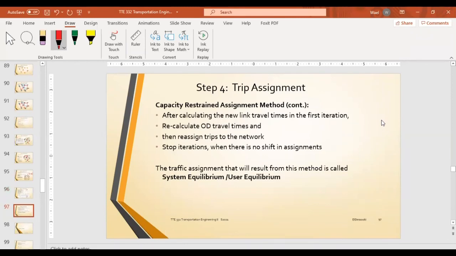Okay. Capacity restrained assignment method. After calculating the new link travel time in the first iteration, recalculate the OD travel time and then reassign the trips on the network. As I mentioned, it works as an incremental approach, and usually this approach yields a user equilibrium. Okay, it's not system optimum. System equilibrium and user equilibrium are almost the same, but system optimum is different. Any questions?